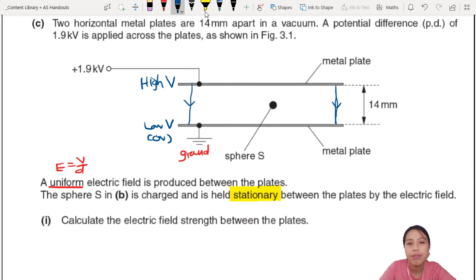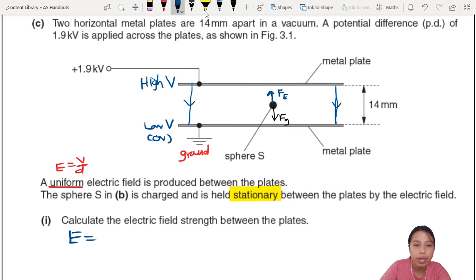Okay, up there is 1.9, very high. And if it's held stationary, it means that this thing has some weight, Fg, and it's also experiencing an electric force upwards. Electric force depends on other stuff, but here we only want electric field strength.